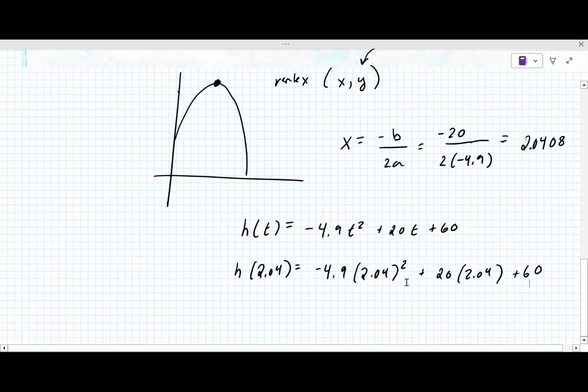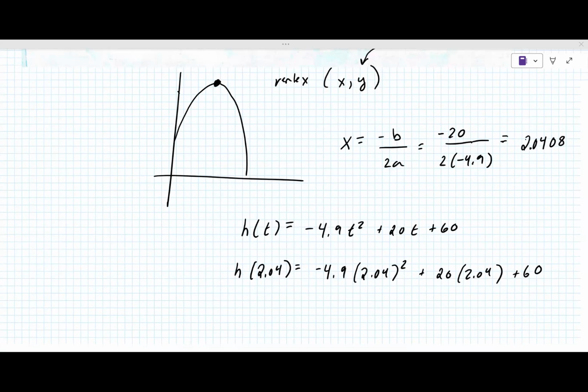Minus 4.9 times 2.04 squared plus 20 times 2.04 plus 60. And again, if you go to that calculator, you can enter it exactly the way you see here. You just have to enter it in that order with the parentheses and all that, and it will give you the answer that you're looking for. So I'm going to do that here as well.